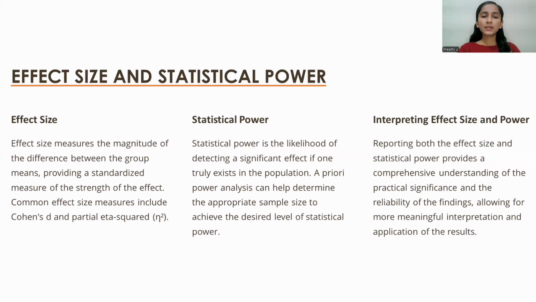Statistical power. Statistical power is the likelihood of detecting a significant effect if one truly exists in the population. A priori power analysis can help determine the appropriate sample size to achieve the desired level of statistical power.